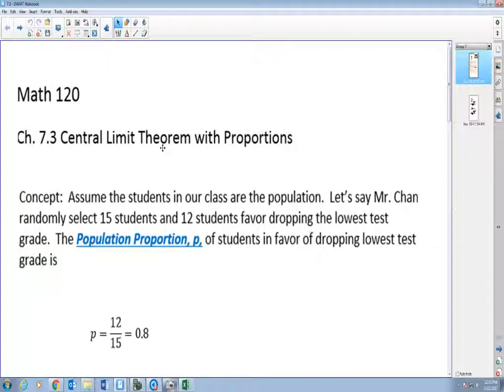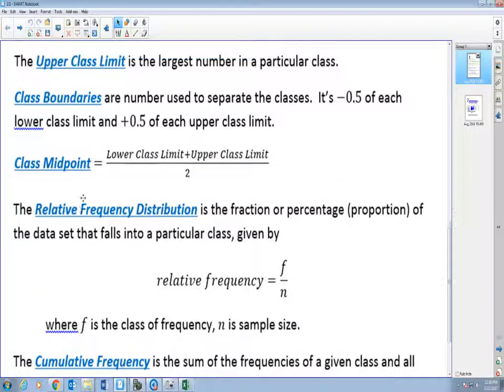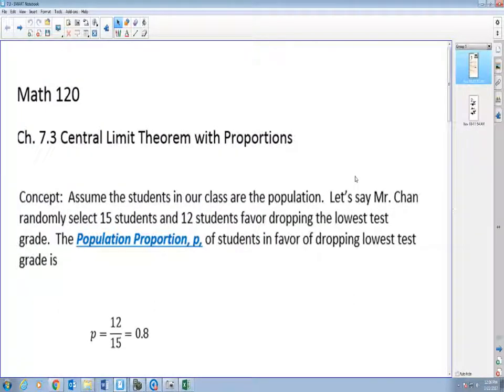In this lecture video, we're going to talk about the central limit theorem with proportions. A long time ago, back in chapter 2.1, I mentioned the word proportion under the relative frequency. Proportion is just another word for percentage. So we're going to talk about the central limit theorem with percentage or proportions.